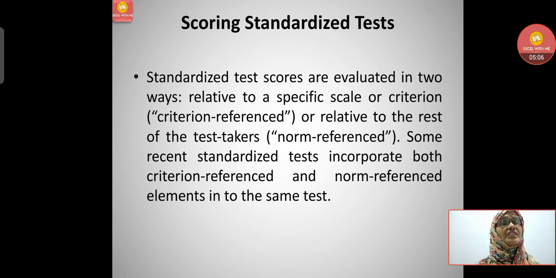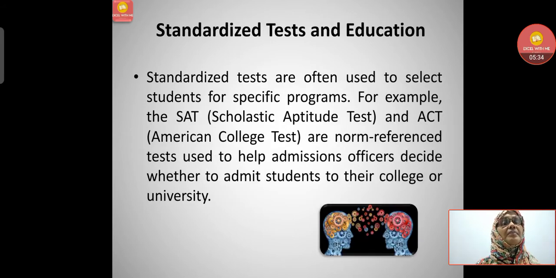Now, how does the scoring of standardized tests happen? Standardized test scores are evaluated in two ways, that is relative to a specific scale or criterion, or relative to the rest of the test takers, that is criterion referenced and norm referenced. Some recent standardized tests incorporate both criterion referenced and norm referenced elements into the same test.